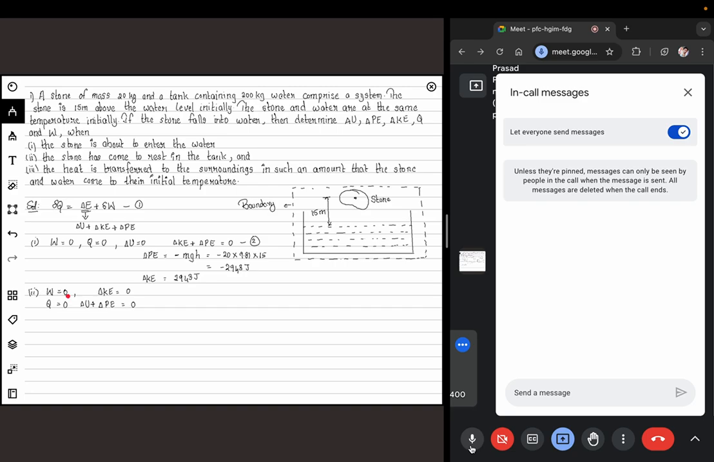As there is no heat transfer across the boundary and no work done, both of them are 0. And since it has come to rest, the change in kinetic energy is 0. So only the change in potential energy is getting converted into change in internal energy. We already calculated delta P, so delta U will be the negative of delta P, that is 2943 joules. So what does this mean? We have a net increase in internal energy. Since it is a property, delta U is positive, which means temperature will increase.